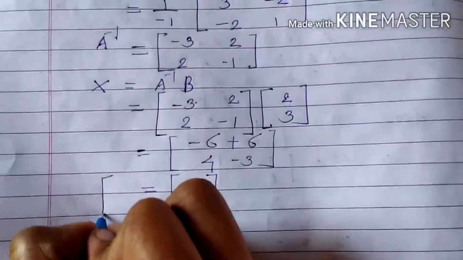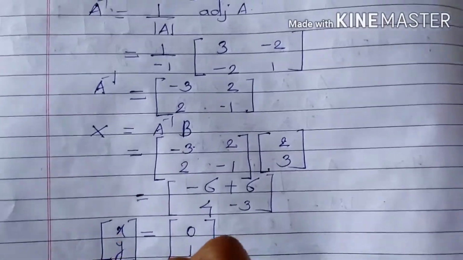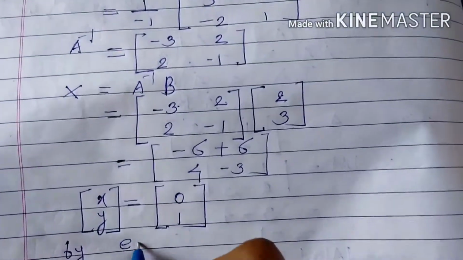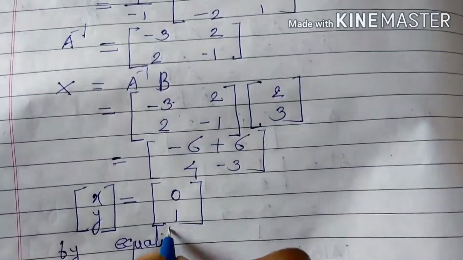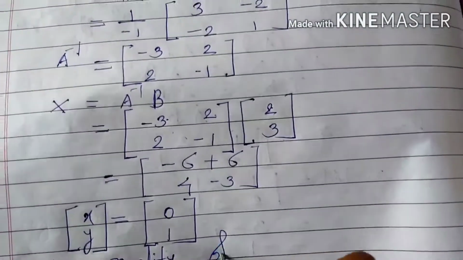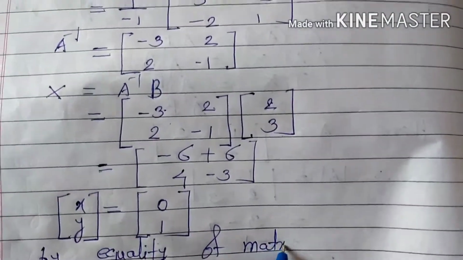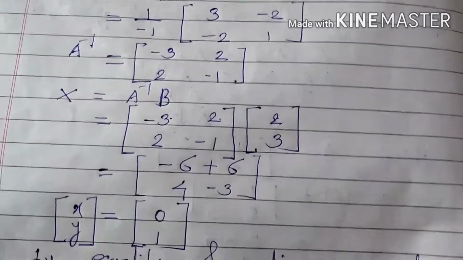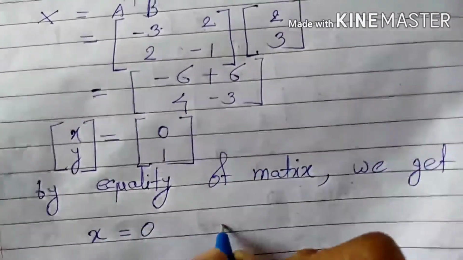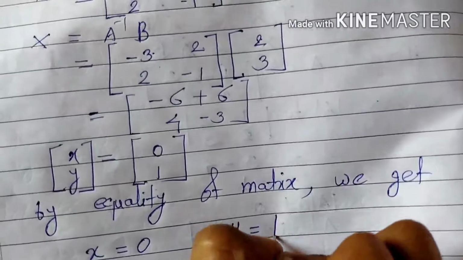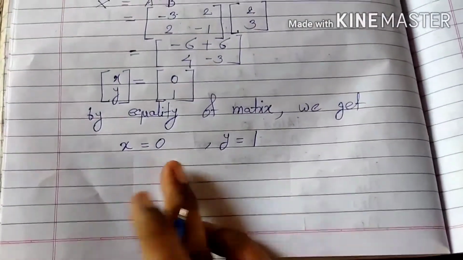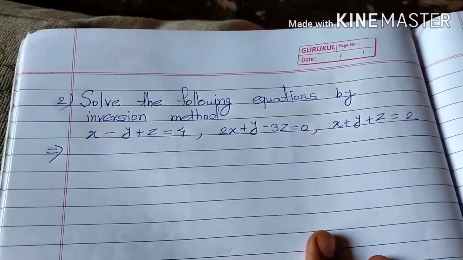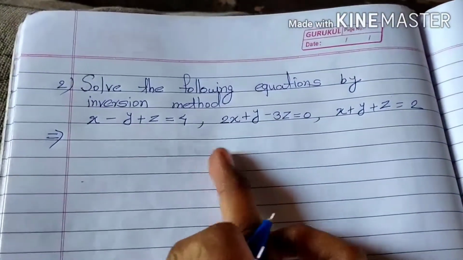And here X is XY. By equality of matrix, we get x is equal to 0 and y is equal to 1. So it is your answer. There is another example. Solve the following equation by inversion method.